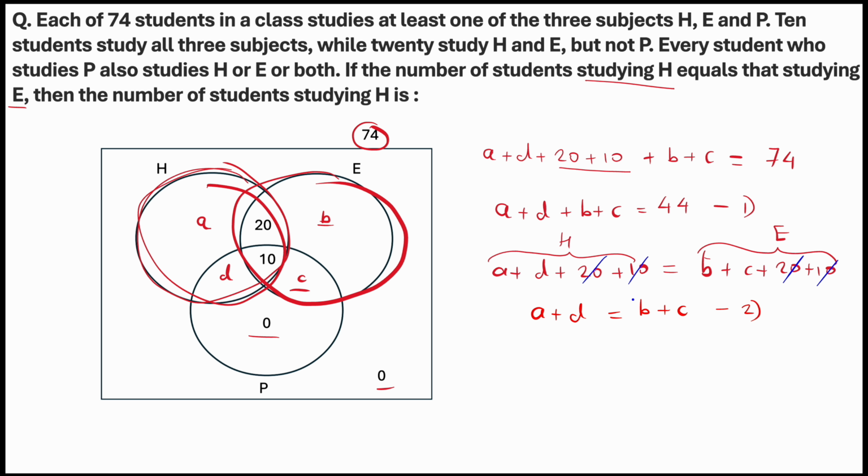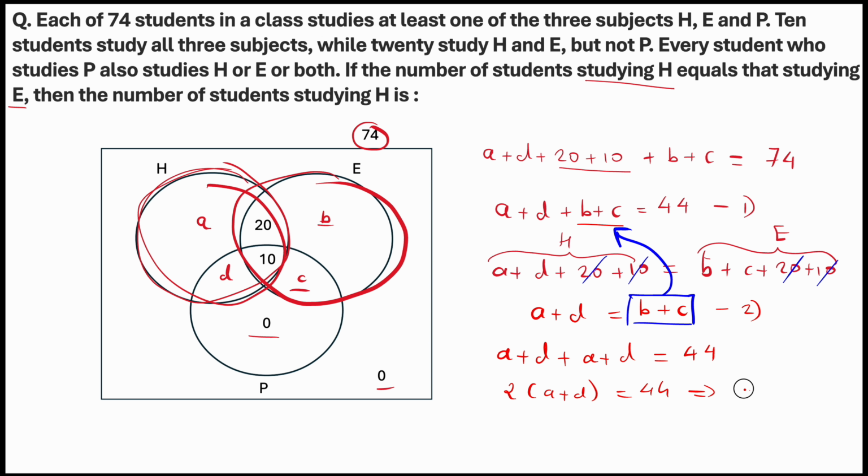Now our next step is we substitute the value of B plus C in the first equation. Basically, the second equation we are substituting in the first. I will get A plus D plus, in place of B plus C, I can put A plus D. So A plus D plus A plus D should be equal to 44, or twice of A plus D is 44, implying that A plus D will be 44 divided by 2, that is 22.